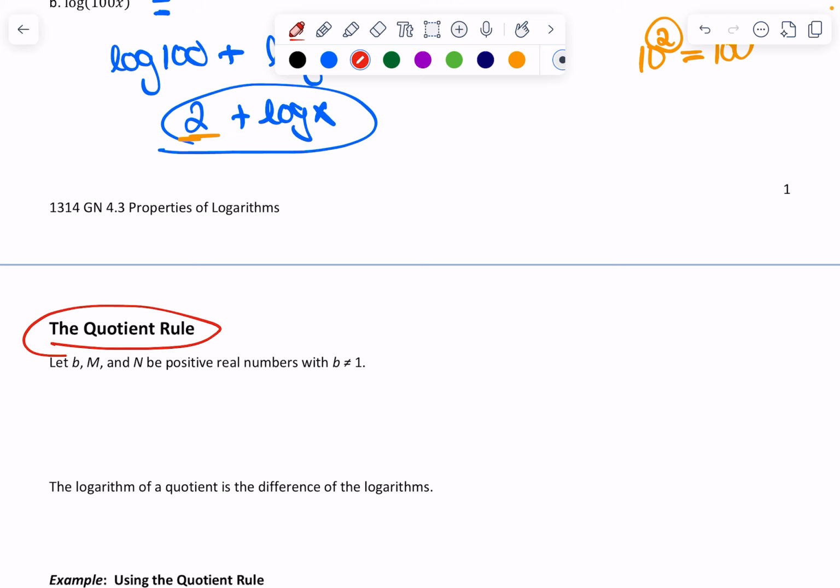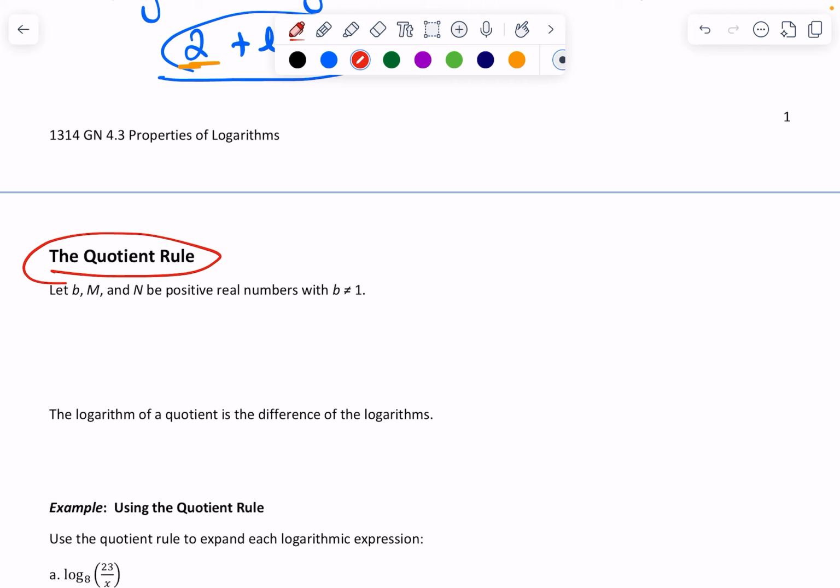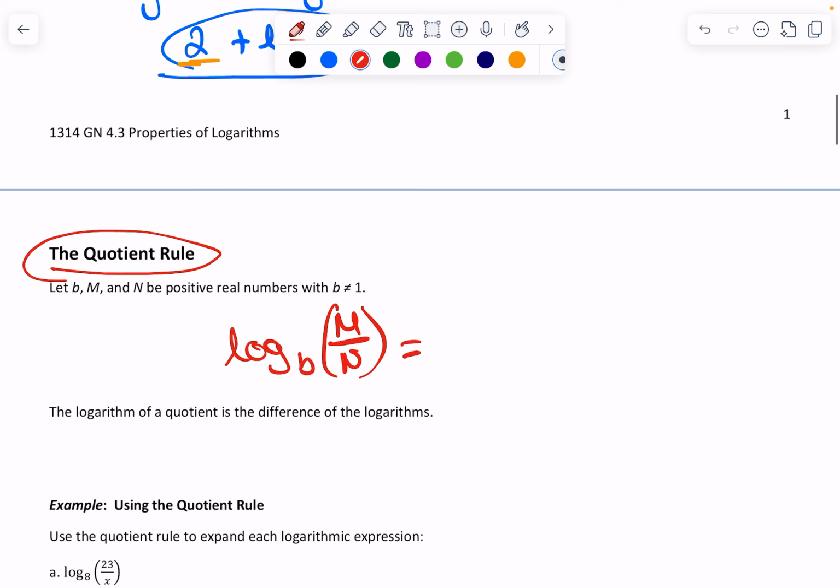So let b, m, and n again be positive real numbers with b does not equal 1. Quotient meaning that it is a division. So base is b and the quotient is m over n. This is the same as difference of the logs. So again, the base does not change. So log with base b of m minus log with base b of n.